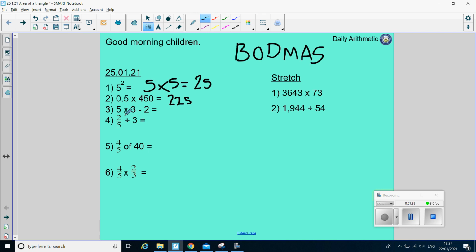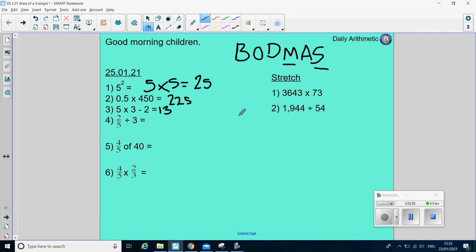Okay, in this question we've got a multiplication and a subtraction, so we've got an M and an S. M comes first, so we've got to do our multiplication first. So first of all we've got to do 5 times 3. 5 times 3 is 15. Then we're going to do our subtraction. 15 take away 2 gives us the answer 13.